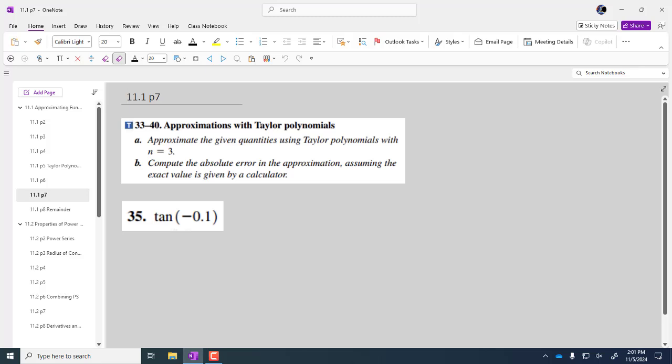Okay, so first example of the day, approximations with Taylor polynomials. It says approximate the given quantities using a polynomial with n equals 3. N equals 3. So what does n equals 3 mean? Number of terms or the power of the polynomial?